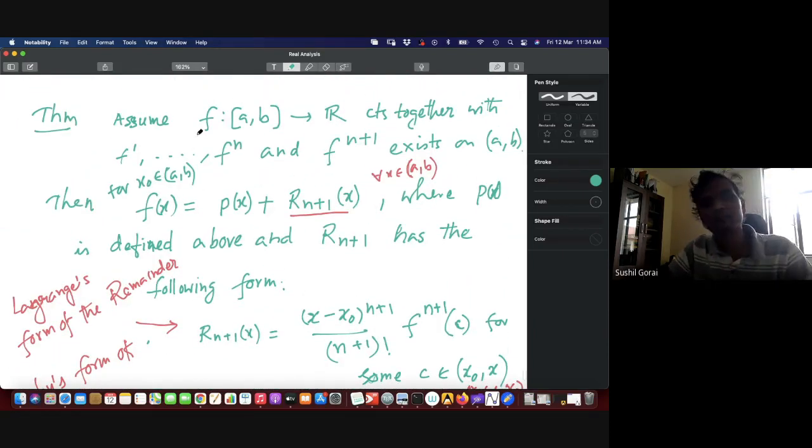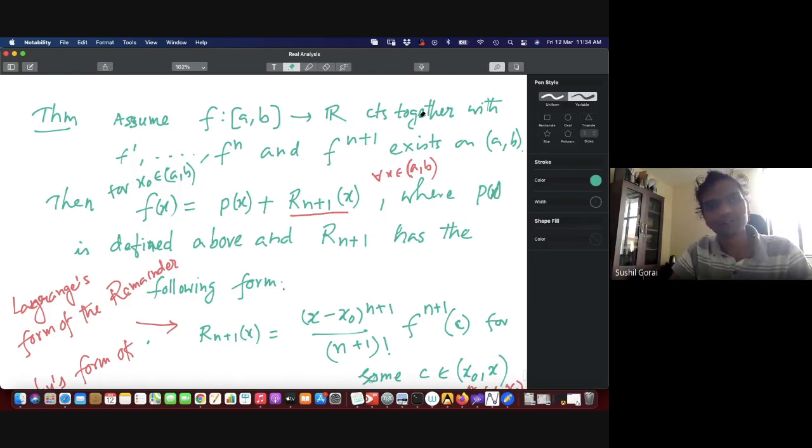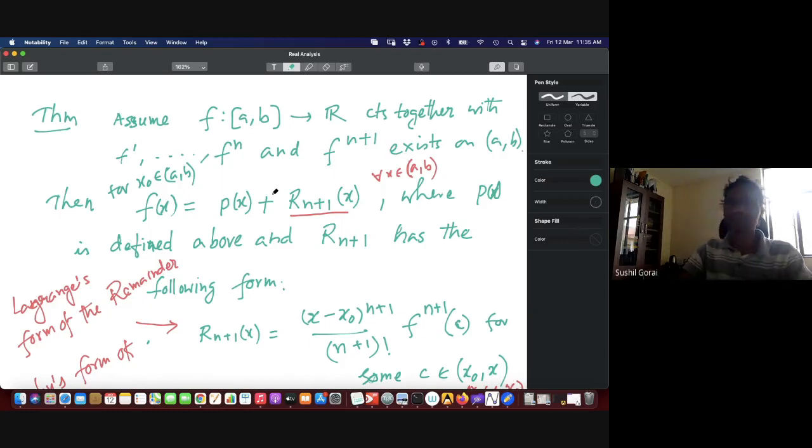We have a function from the closed interval [a,b] to R that is continuous, and all the derivatives up to order n are also continuous. At the boundary point, we are looking at one-sided continuity, the one-sided limit of the derivative. And the (n+1)th derivative exists on the open interval. We do not need the (n+1)th derivative on the boundary for the proof of this theorem.